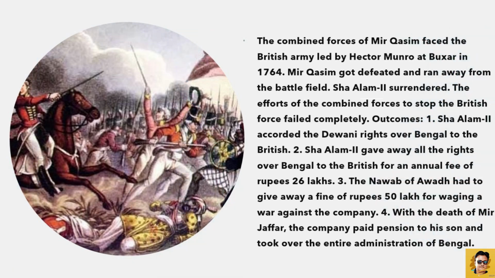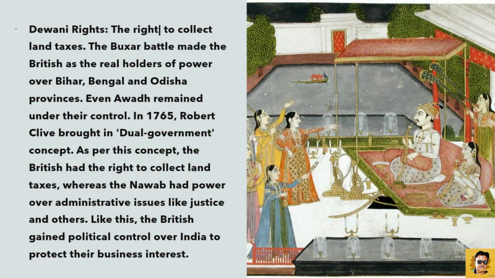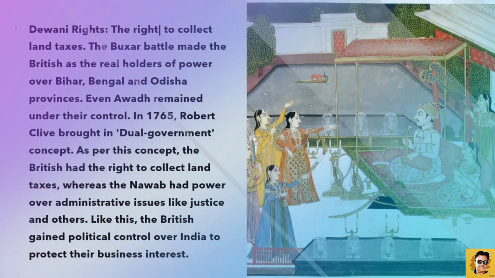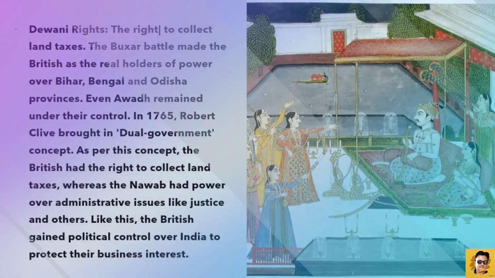2. Shah Alam II gave away all the rights over Bengal to the British for an annual fee of rupees 26 lakhs. 3. The Nawab of Awadh had to pay a fine of rupees 50 lakh for waging a war against the company. 4. With the death of Mir Jafar, the company paid a pension to his son and took over the entire administration of Bengal. Diwani rights, the right to collect land taxes.